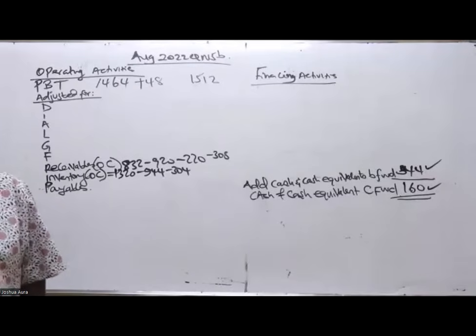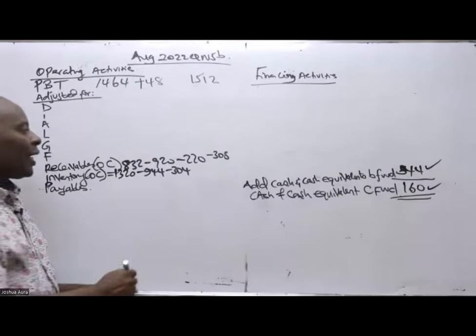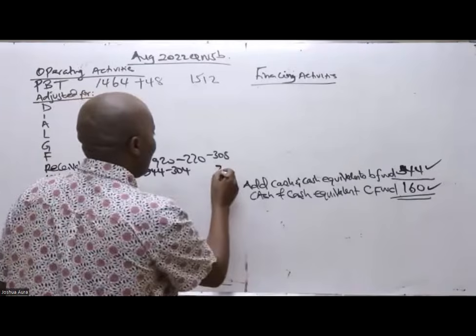Inventory working capital change is 72 positive, like that. So this is 72.